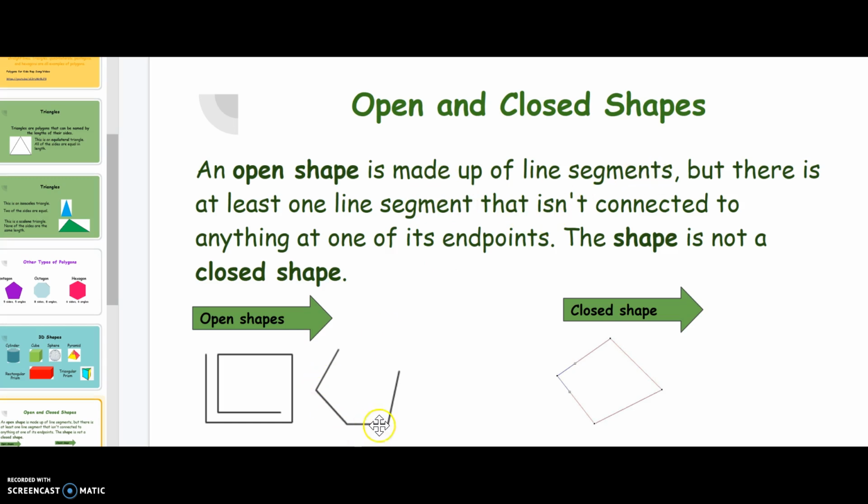And these are our line segments right here. And in an open shape, there's at least one segment, so the one here, that is not connected to any of its endpoints. So it is not a closed shape. When we look here, all of our line segments, here there are 4, are connected to one another, so that is closed. Here, open, and here we have our closed shapes.